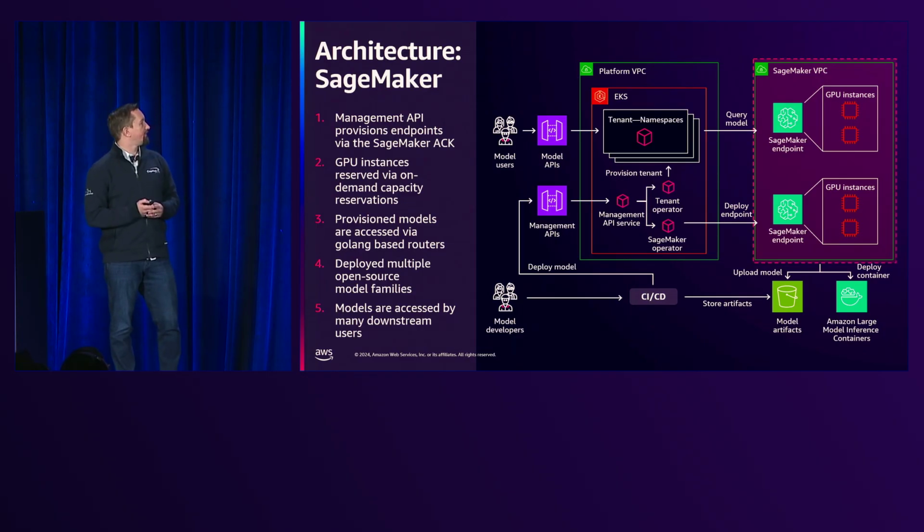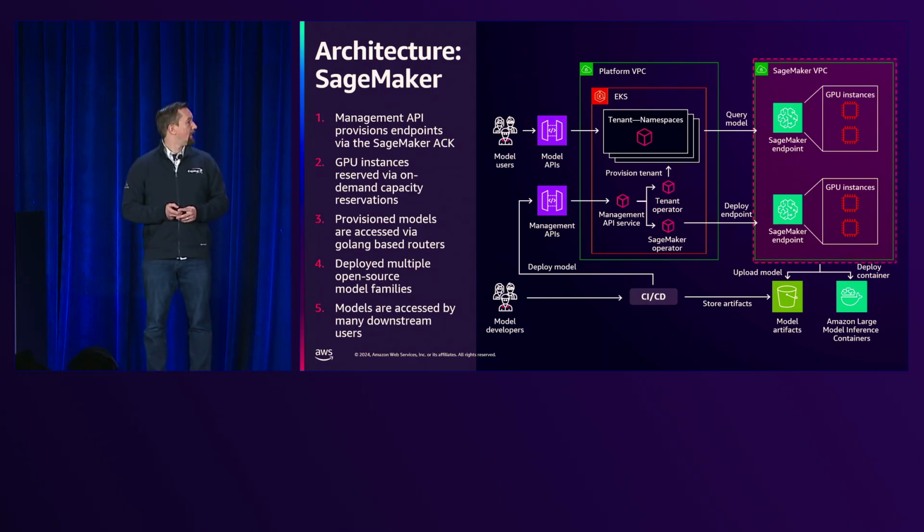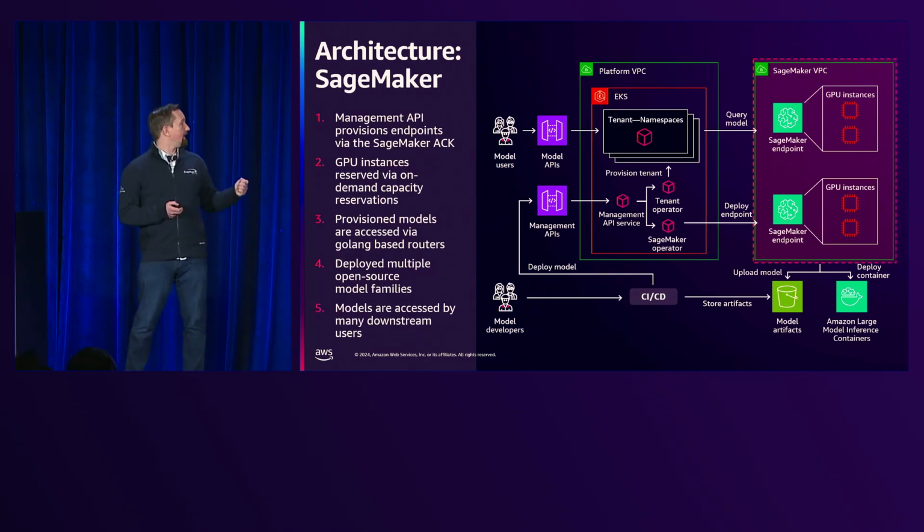We're provisioning those models into our tenant namespace and tenant namespaces, and they're accessed via Golang-based routers. At this point in time, we have deployed multiple different open source model families and use them in a number of different use cases. They're currently being accessed both by model developers as well as by end applications.